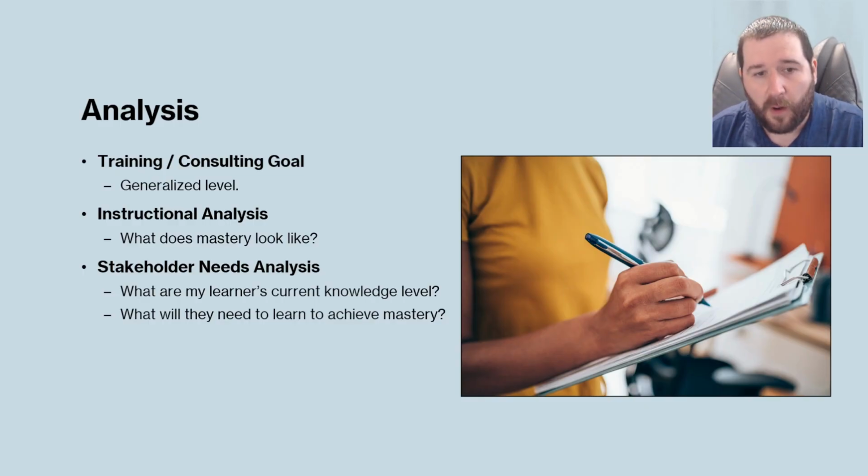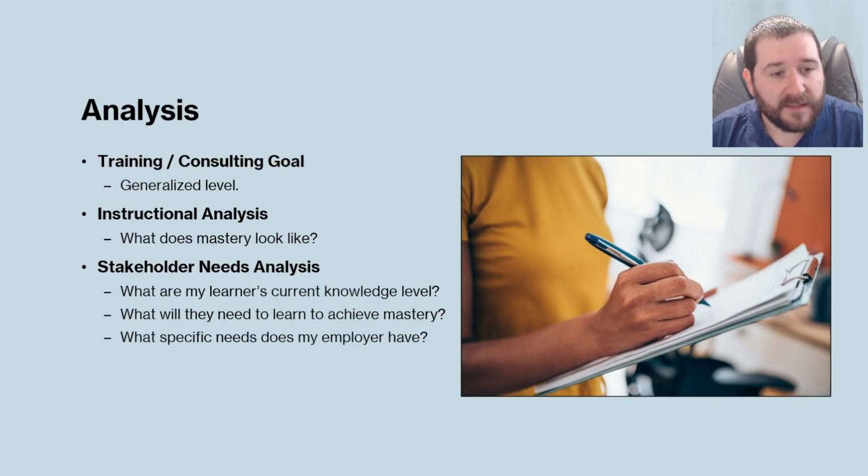Okay, if we know where our learners are at, we know what marks mastery, we can then identify what they need to learn to achieve that mastery. We call this the knowledge gap, right? The gap of knowledge that we're aiming to teach with our training or consulting. And sometimes we're going to have specific needs from the employer or whoever has ordered this training to be performed. Okay, that type of thing needs to be considered and thought of in that analysis stage.